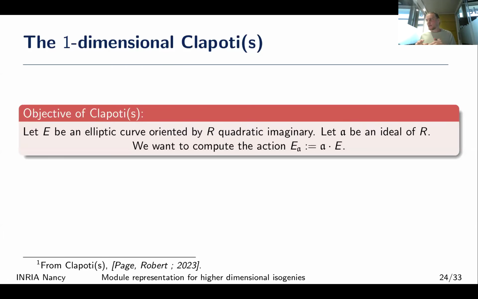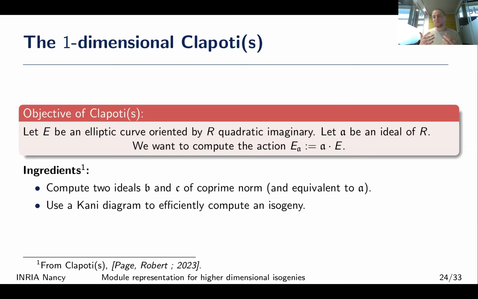So before going to our generalization, I just wanted to say a few things about the Clapoti algorithm itself. Here we are more in the oriented setting, where we have an elliptic curve E, which is oriented by a quadratic imaginary order R, and I want to compute the action of an ideal of R on my elliptic curve E. The tools that Damien and Aurel used in their paper were to first compute two ideals of coprime norm, which are equivalent to A, and then use a Kani diagram to recover an isogeny in higher dimension whose codomain will have the elliptic curve that we want. So you can really see here that we have this notion, in some sense, of a double path. If you see those ideals as things that link two elliptic curves, we're really asking to have some double path between two curves.